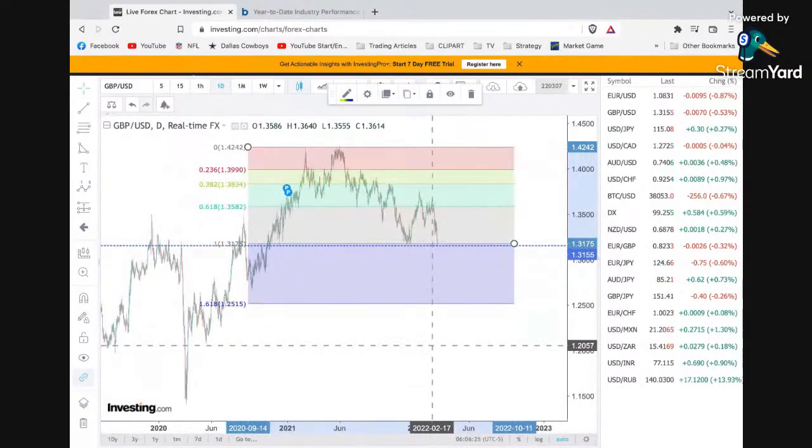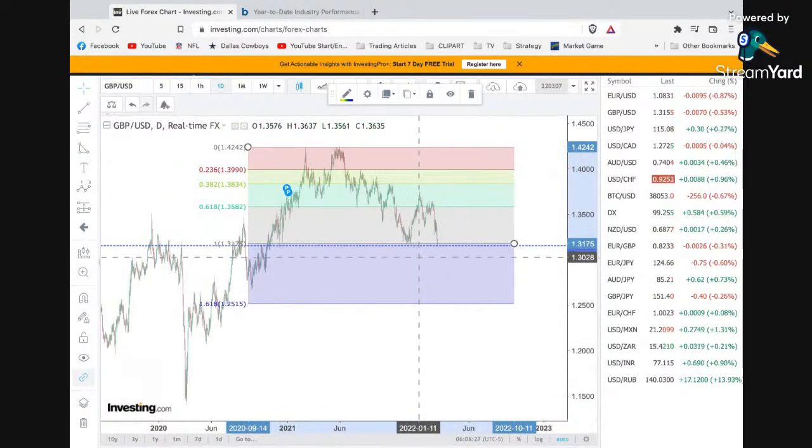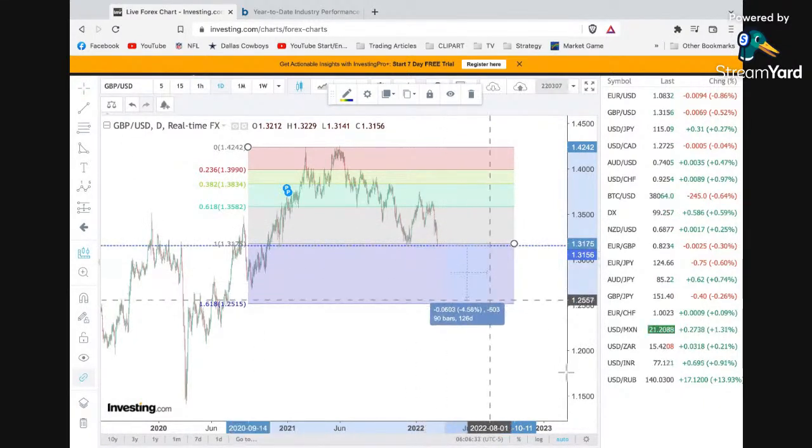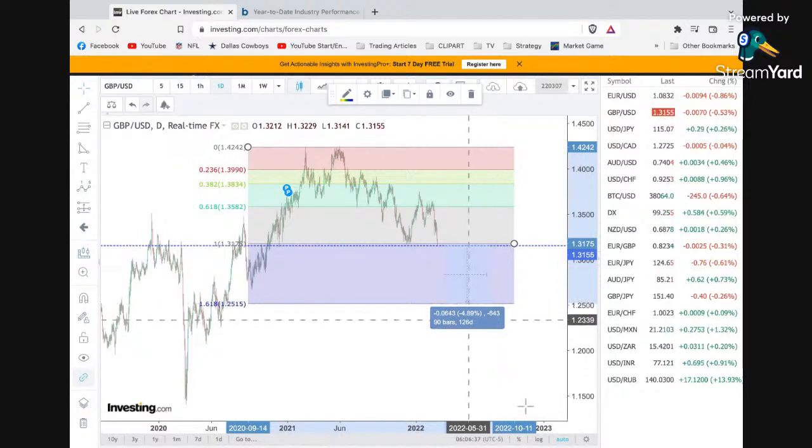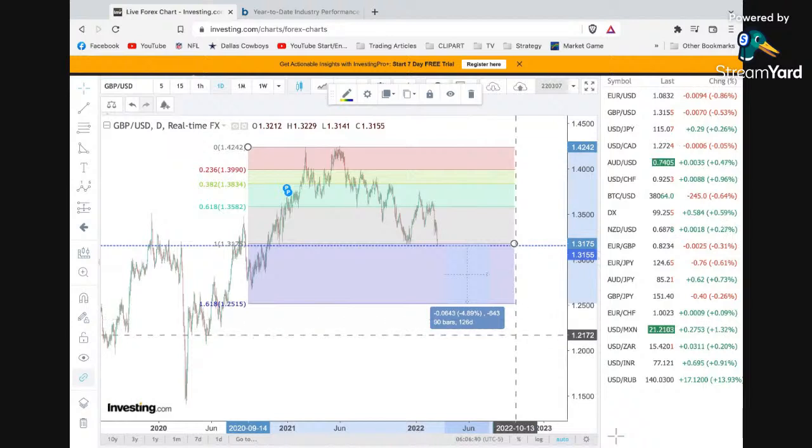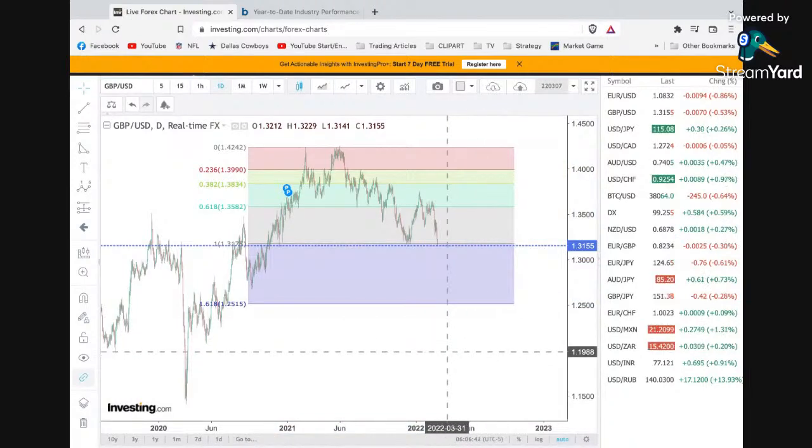So I'm not saying this is going to last a month. It's going to go a good deal. Let's just talk in percentage terms. From where we are now to get down to this level, that would be the British pound losing 4.89%, just under 5%.